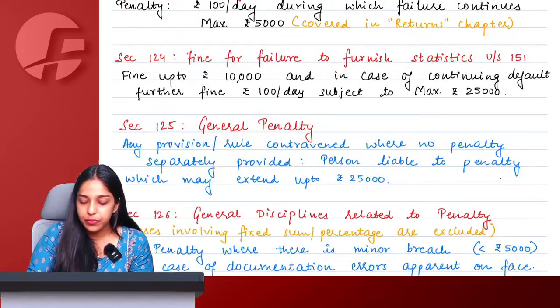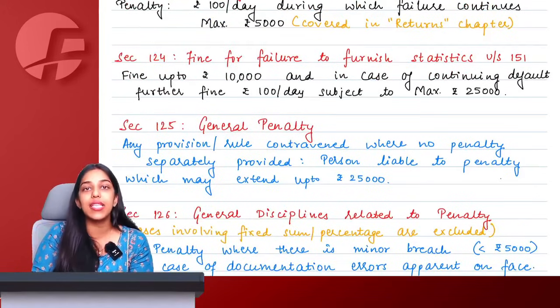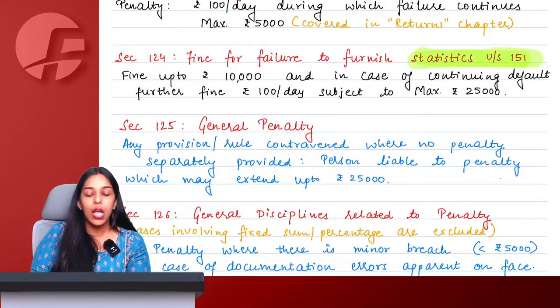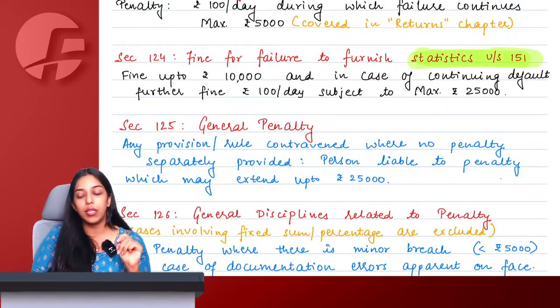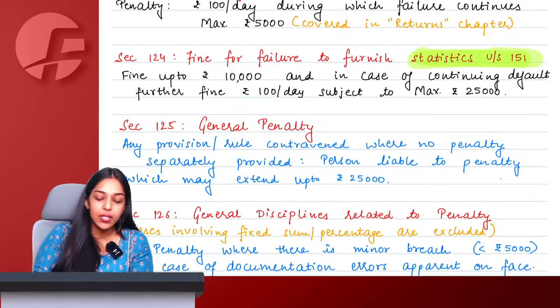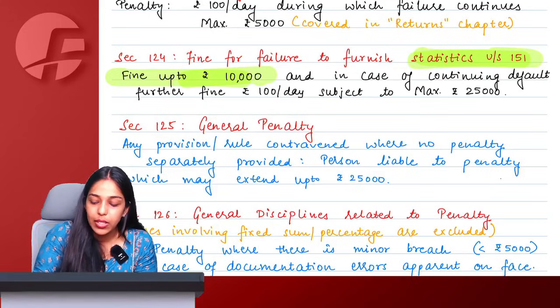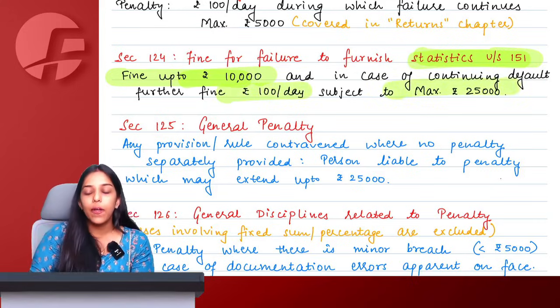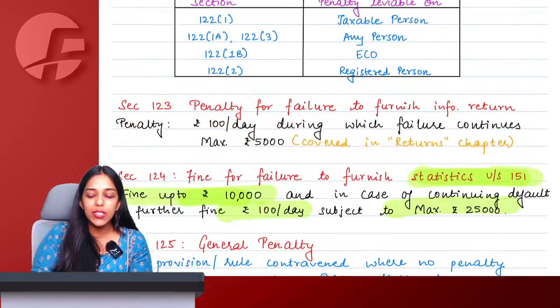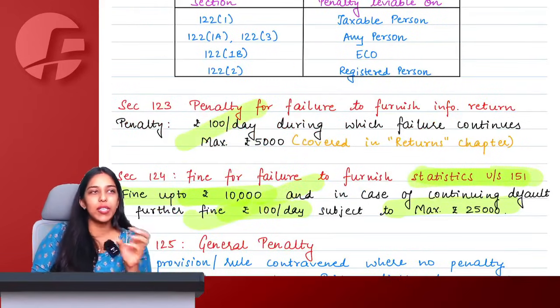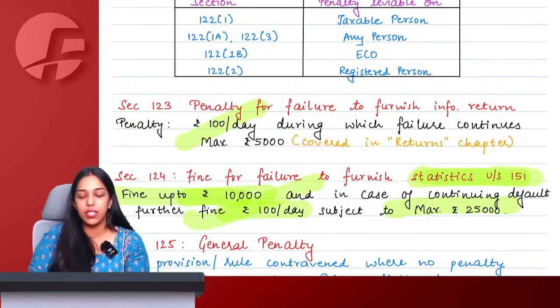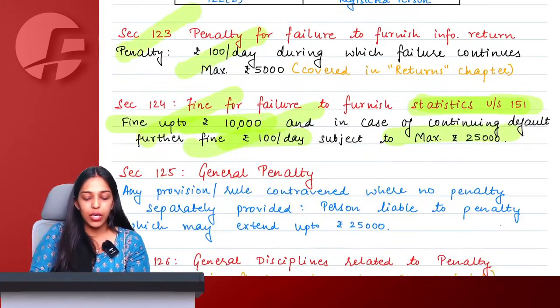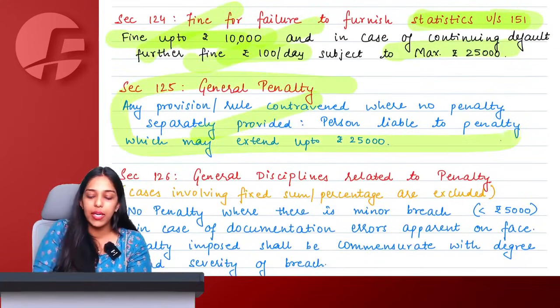Right, ma'am. Then you have to furnish some statistics under section 151 that we have seen in the miscellaneous chapter. If you are not furnishing such statistics, then also a fine of up to 10,000, and in case of continuing default, a further fine of rupees 100 per day, maximum 25,000. Now these are all very cornered topics, not much asked in examination. So 123, 124, 125, yes, the general penalty is important.